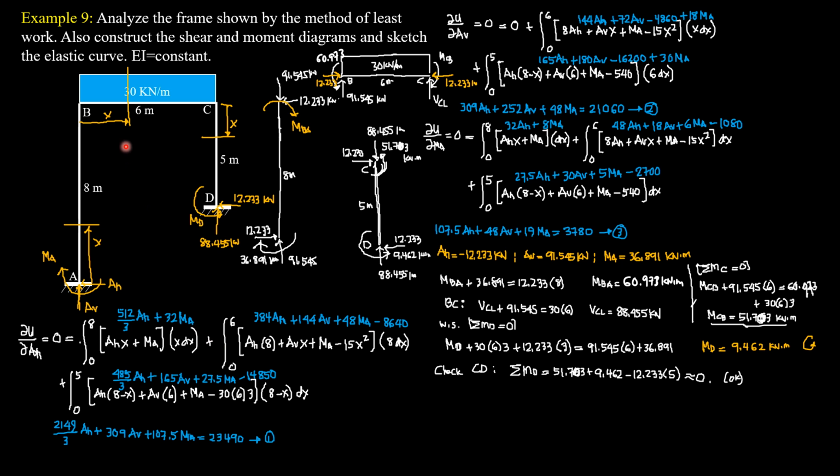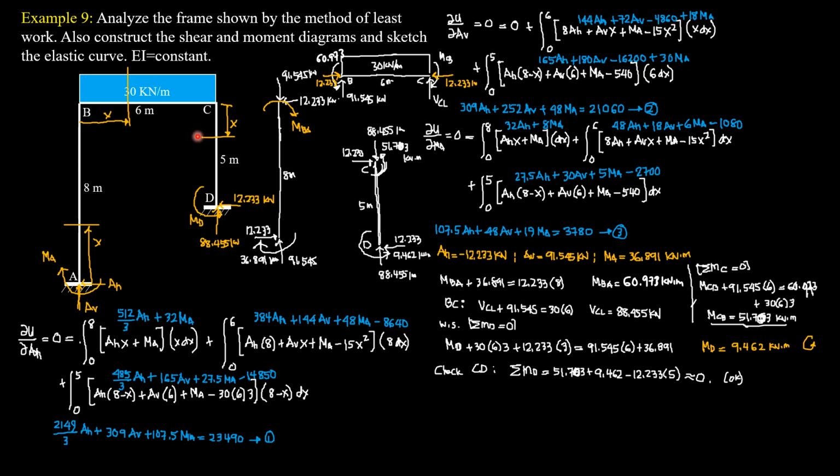Then, for the next section here, the moment is AH times 8 plus AV times x plus MA, then minus the moment of the loading, which is minus 30 times x over 2, or minus 15x squared. The derivative of this moment equation with respect to the first redundant AH is 8 dx. So that's it for that section.